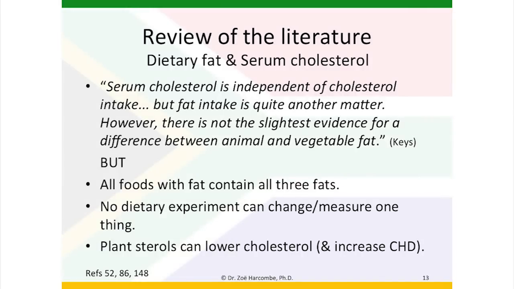So no dietary experiment can actually change or measure one thing. The closest that a dietary experiment can do is to change one oil for another, and then the only macronutrient affected is fat. Protein and carbohydrate are left unchanged, but the types of fat in the macronutrient fat all change even if we just change oils in the diet. So we can't do that dietary experiment that just changes one thing.